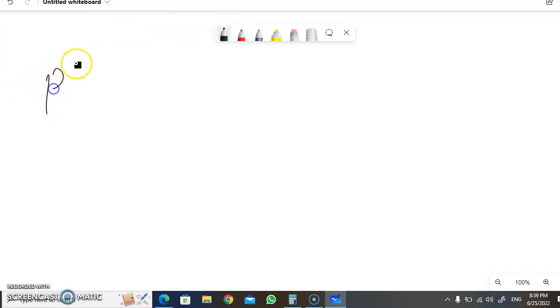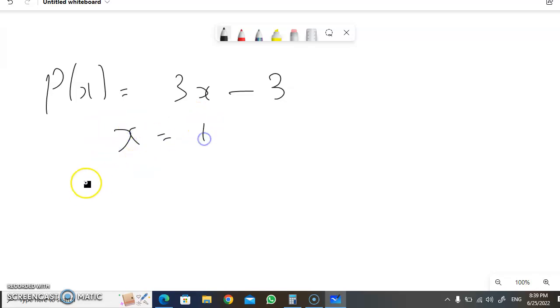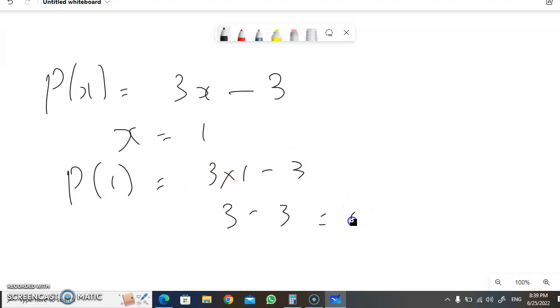See, if I have a polynomial, okay, I have written one polynomial, what is the degree here? 1, hence it is linear. So, at x is equal to 1, let us see the value what I will be getting. 3 into 1 minus 3, that is 3 minus 3, which is 0. See, I got the value as 0 when I substituted x as 1. So, the value of the given polynomial at x is equal to 1 is 0.